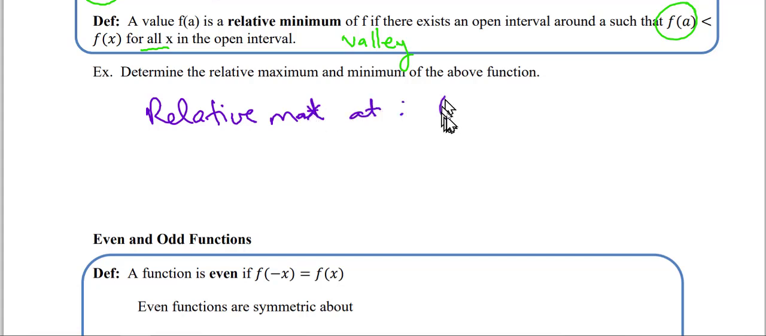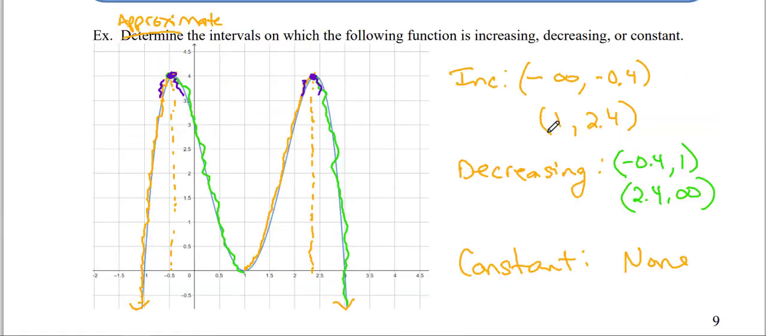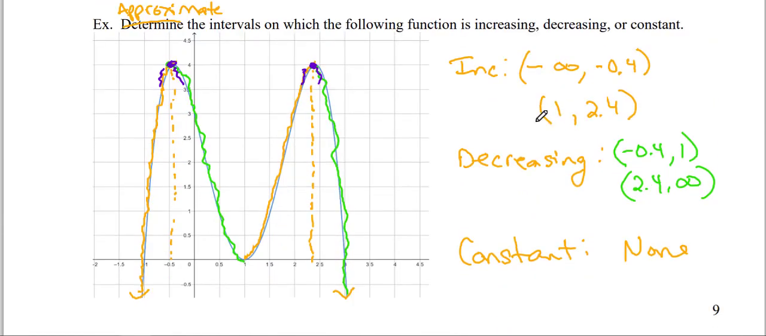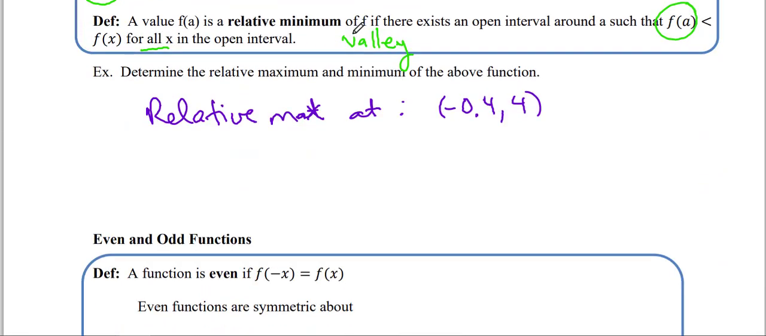at, that was negative 0.4 was what we said the x value was. And then that y value, 4, let's go back up there. We had said it changed at negative 0.4, that's why I'm using that as the x value. And then the peak, the y value there is 4. Same thing over here for this one. This is that ordered pair 2.4, 4. So that's also going to be a relative max.